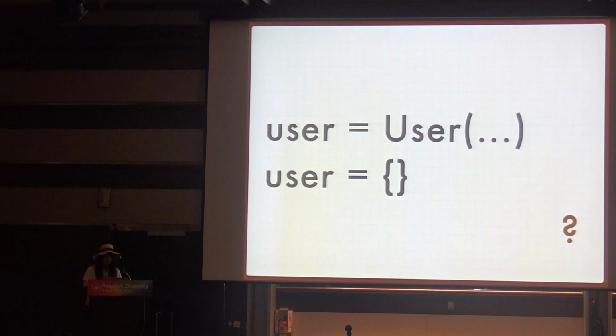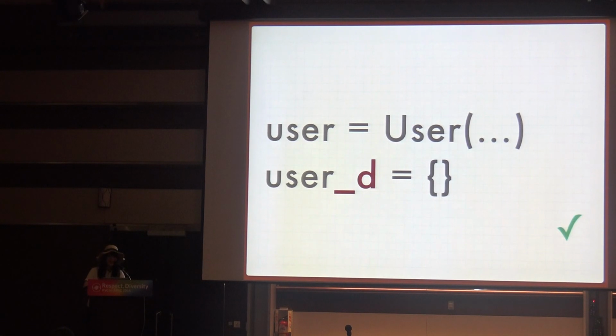And you may meet a case like this because the user class has a similar interface to a dictionary. So you may use user to point to the user instance and also use user to point to the dictionary. In this case, if you kindly add a suffix, that will be more clear.